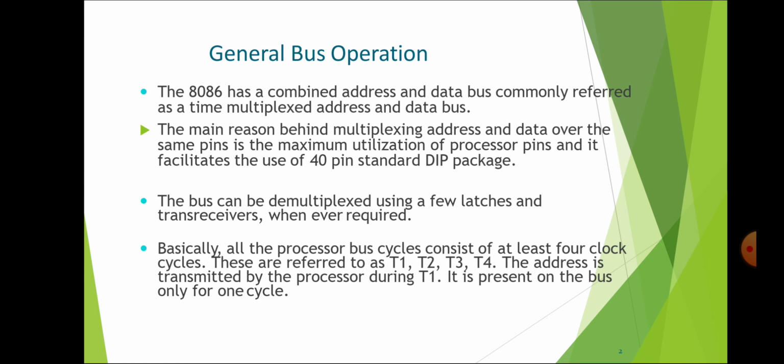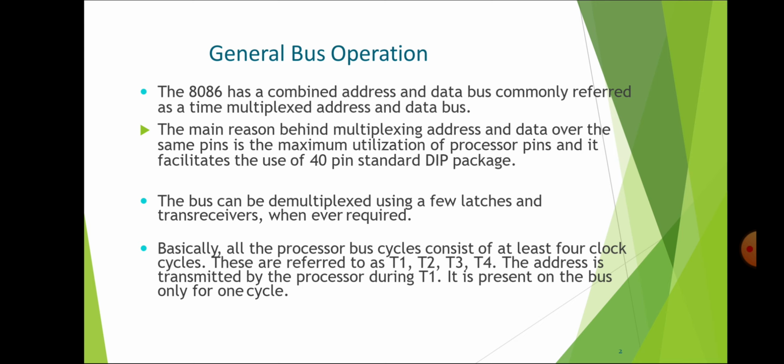The processor has to know whether you are transmitting the address or the data, since both are transferred on the same line. So the processor must know which is the address and which is the data. The main reason behind multiplexing the address and the data over the same pins is the maximum utilization of the processor's pins, and it facilitates the use of a 40 pin standard DIP package.